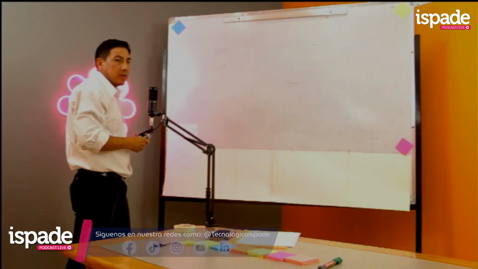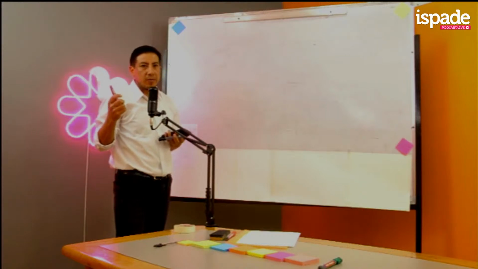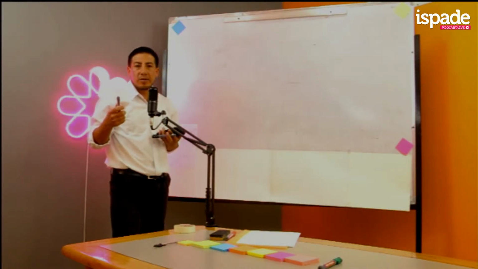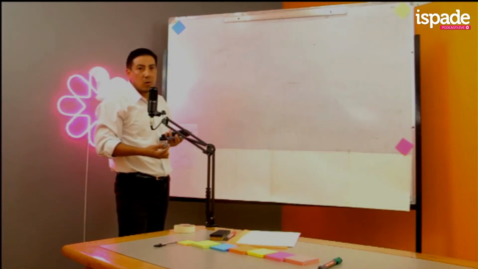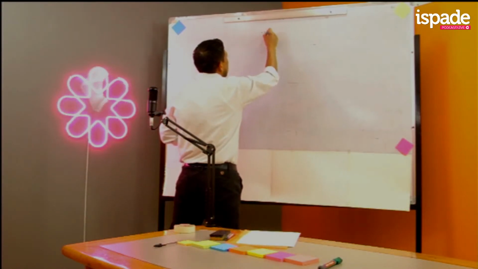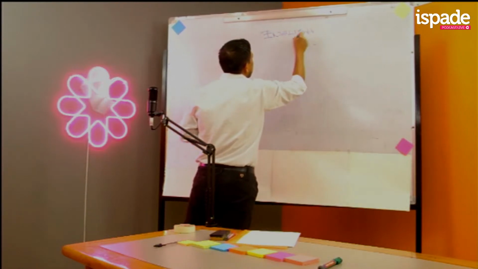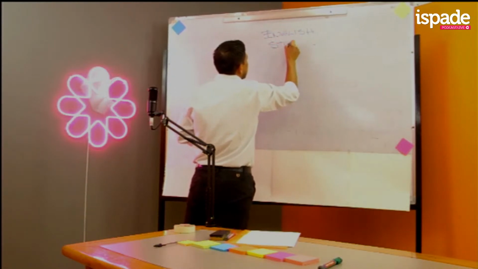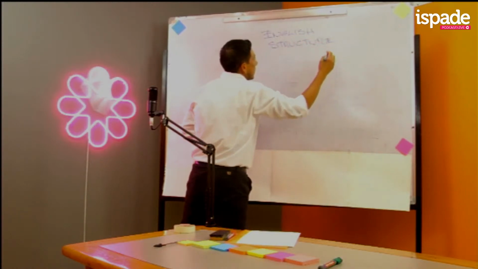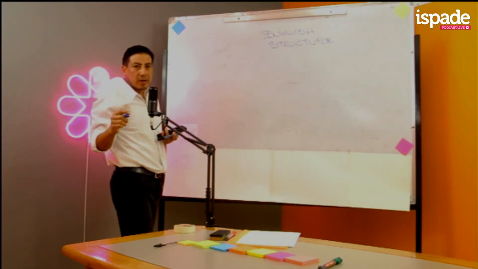Okay, so language has structures. For example, Spanish has a structure, English has a structure, and many languages have a structure. What is the English language structure? The English language structure is subject plus verb plus complement.